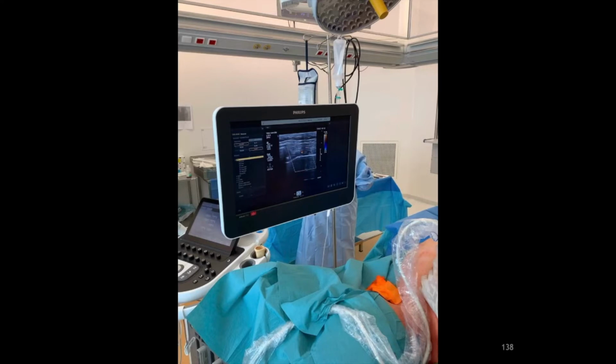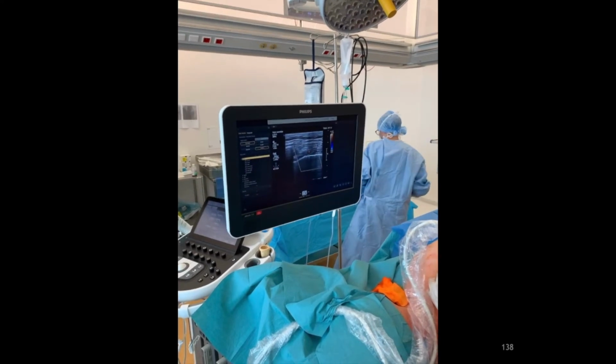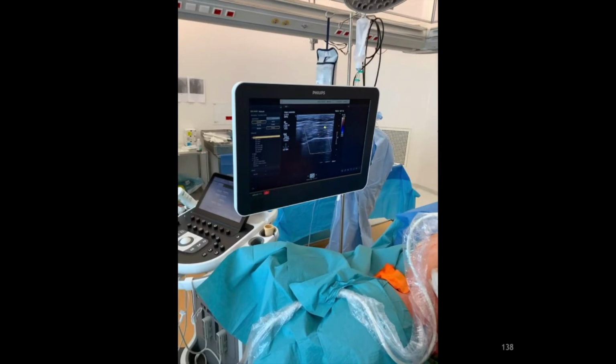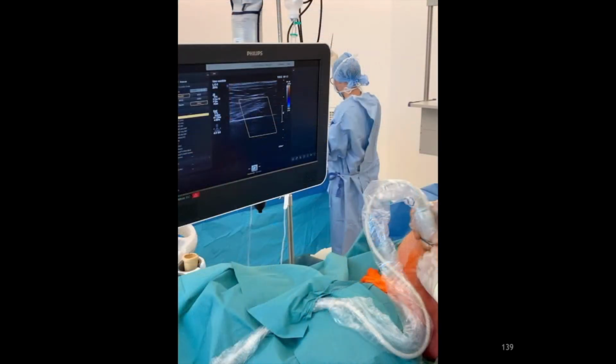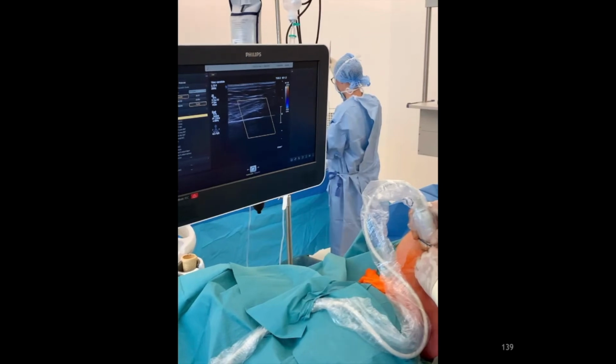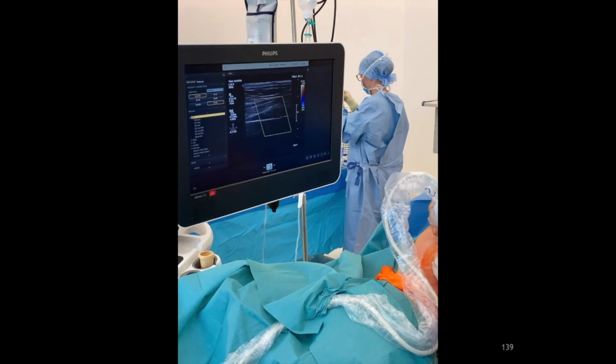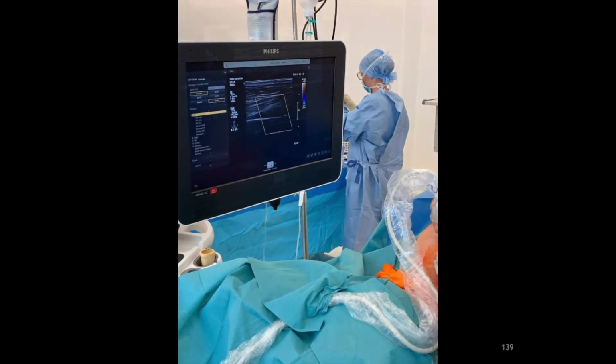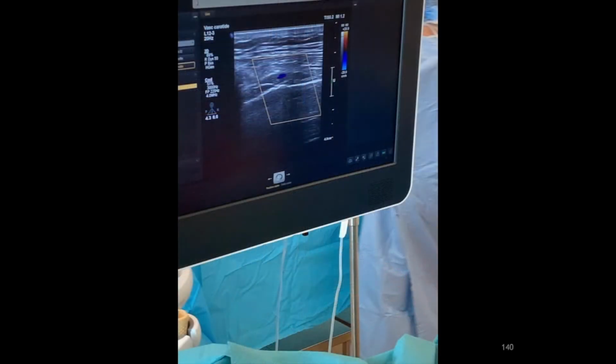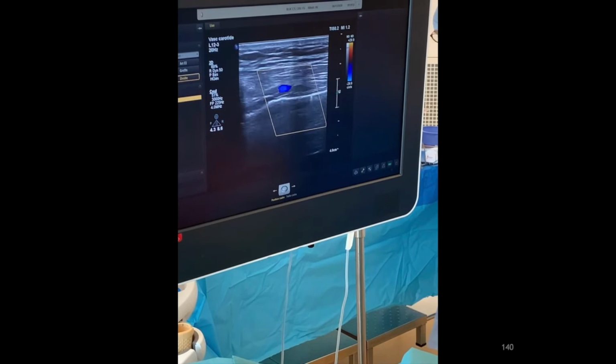This video shows the ultrasound imaging of the internal thoracic artery. And here is another scanning sample of the internal thoracic artery. In addition, the internal thoracic vein can be visualized at the same time.